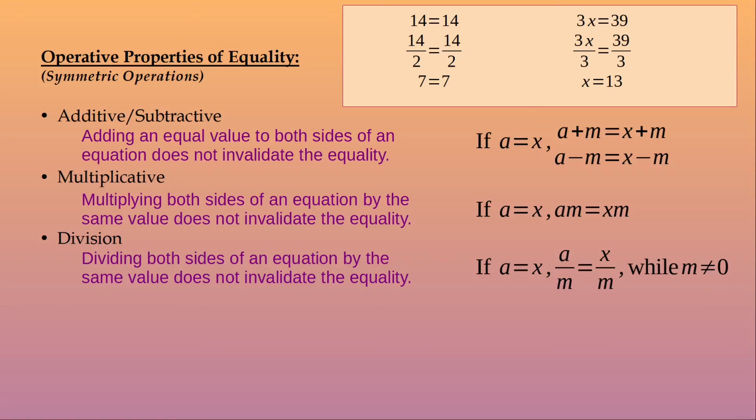Almost. Notice here that I've added this note that this is true only as long as the number we divide by, which I've called m, is not 0. Now we'll have another video about weirdness with 0 later, but for now just remember that dividing by 0 is the big no-no in math. You cannot do it.